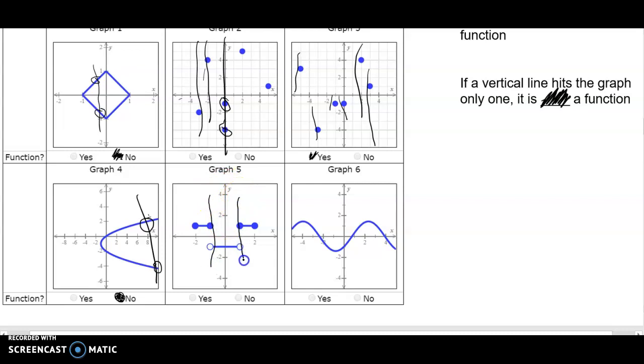Graph 5 is different in the sense that when I draw a line here, it looks like it hits twice, but if you remember, the closed circle means there is a value, the open circle means there is not a value. So there's not two values at this input. Therefore, it is a function. And there's not two values at this input. In this graph, if I were to draw vertical lines, it would not cross it more than once. So yes, it is a function.